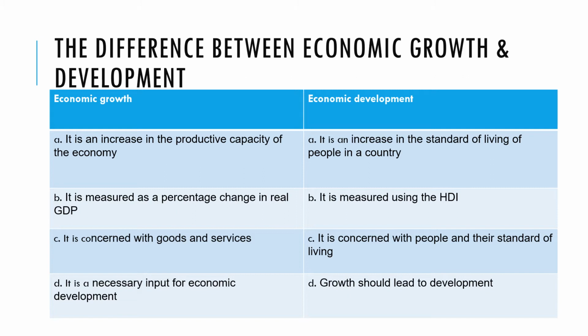So how then do we measure economic growth? We measure economic growth using real GDP. We will look at real GDP in broad as we move through the slides. And then how do we measure economic development? How can you measure an improvement in someone's standard of living? Economists developed an index, which is a tool for measuring economic development, and it is called the Human Development Index, known as HDI. So economic development is measured using the HDI, while economic growth is measured using real GDP.